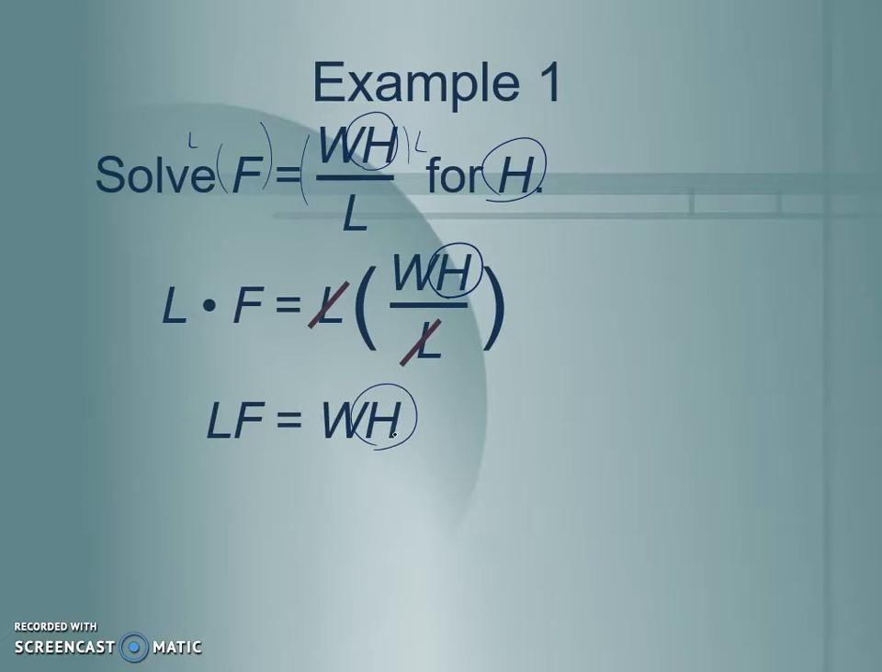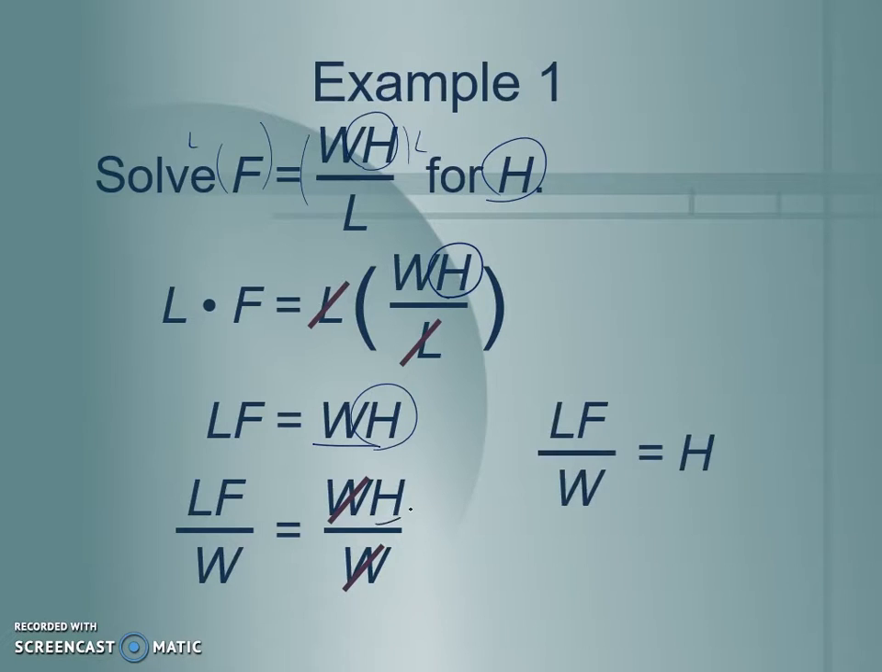And then also read these out loud when you're just getting used to them. So you can say W times H divided by L, or W times H. Now we know that we have to divide by W to get rid of that W and get H all by itself. So now our W's cancel, and we're left with LF equals W times H. There's our H again. Now it's all by itself, so we know that H equals LF over W.